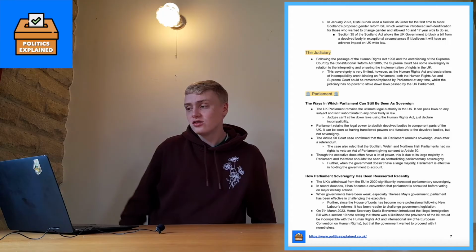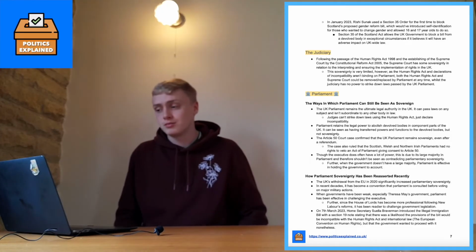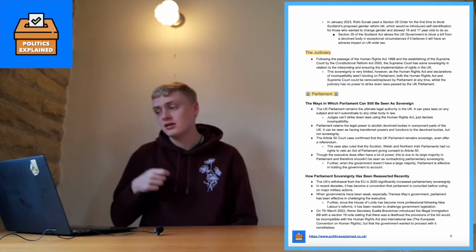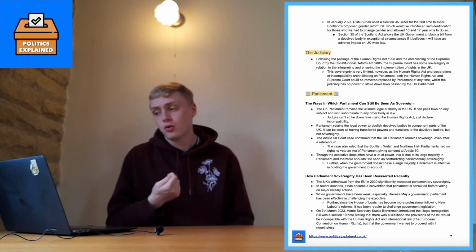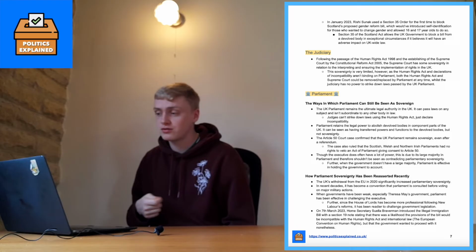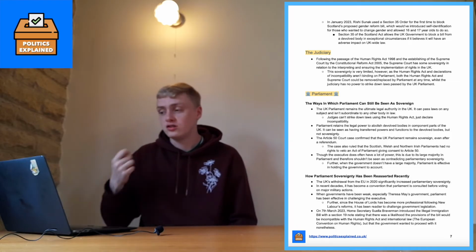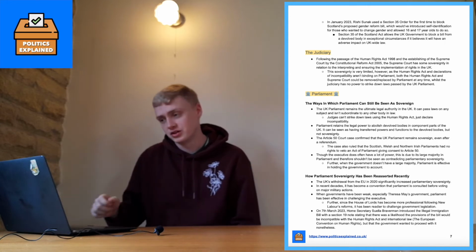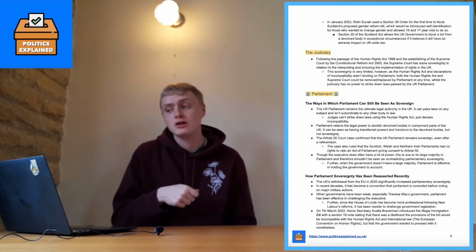So on the one hand, the ways in which Parliament can still be seen as sovereign. The UK Parliament remains the ultimate legal authority in the UK. It can pass laws on any subject and isn't subordinate to any other body in law. For example, judges can't strike down laws using the Human Rights Act, just declare incompatibility, and the laws of the UK Parliament can't be struck down by anybody, especially since leaving the EU.